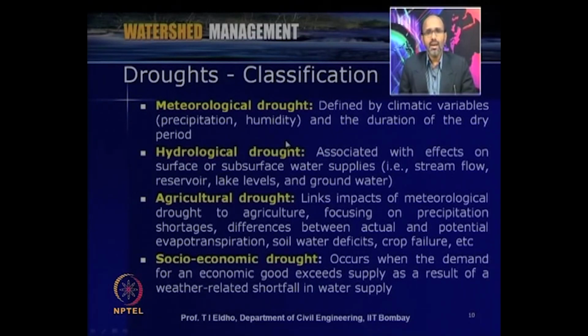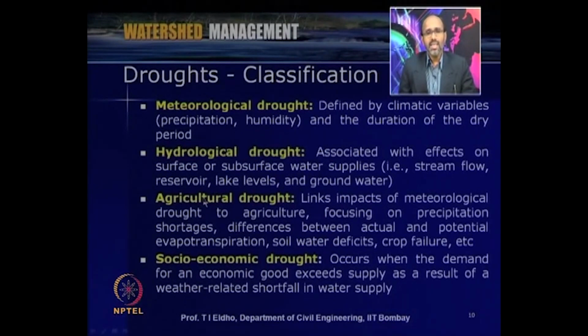Then hydrological drought is associated with effects on surface or subsurface water supplies, like stream flow, reservoir and lake levels and groundwater. So, even though rainfall takes place due to various reasons, if the availability of surface water or groundwater is reduced, then there is possibility of hydrological drought.